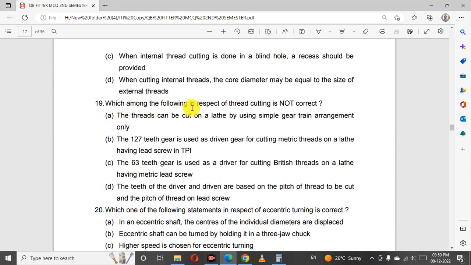Which among the following statements respecting thread cutting is not correct? A thread can be cut on the lathe by using a simple gear train arrangement only.